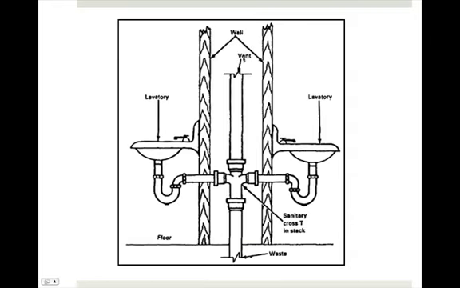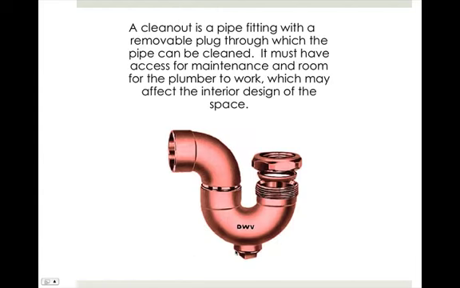Here's an example of a back-to-back plumbing system. So you have bathrooms that share this plumbing wall. That way they only need to use one waste stack. Cleanouts are distributed throughout the system between the fixtures and the outside sewer. They're also required at the base of each stack and at certain directional changes. Cleanouts must have access for the maintenance room and the plumber to work, which may affect the interior design of the space.